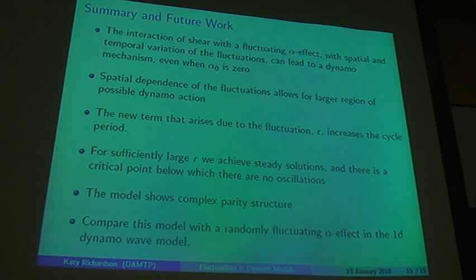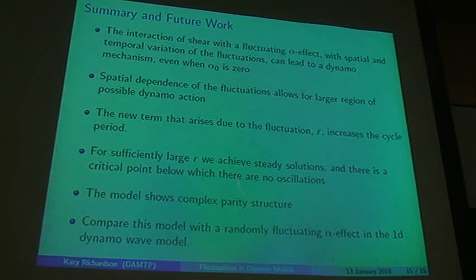So just to summarise what I've been talking about, I've been looking at fluctuating alpha effect that has a spatial and temporal variation. And that we can, as the previous work suggests, see a large-scale dynamo that works even when the mean alpha is 0, which is purely due to the fluctuations. By adding in the spatial dependence to the Proctor calculation, we get a larger region of possible dynamo action. And that this new term that arises from the fluctuations means that we can increase the cycle period.